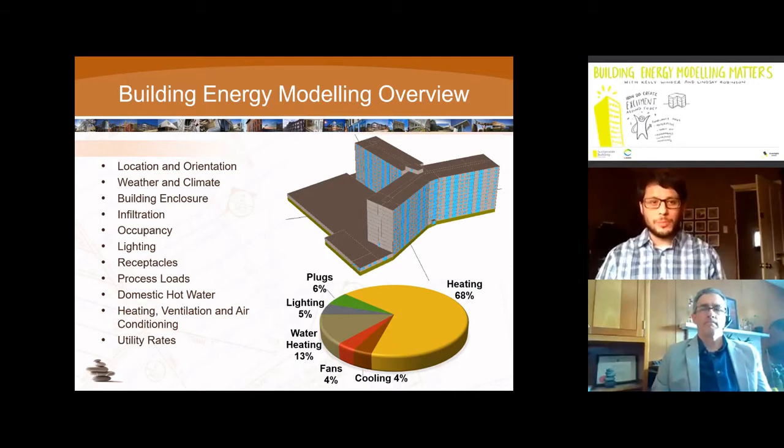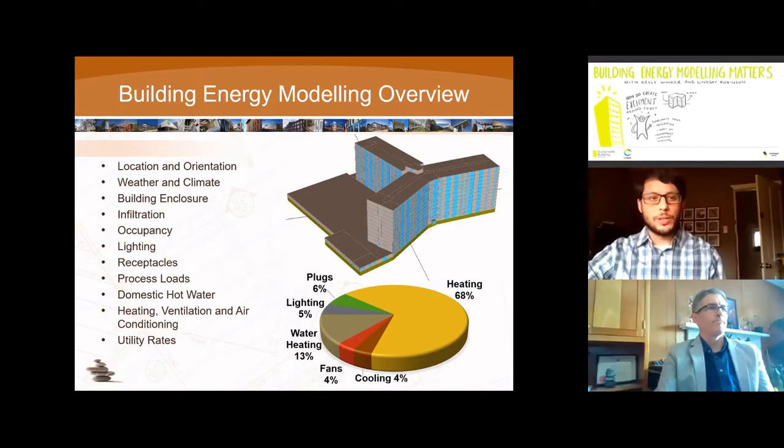I want to talk a little bit about building energy modeling today. So first off, whole building energy modeling is a comprehensive evaluation of the major contributors to the energy use in a building. It includes many components, which you can see listed on this slide.